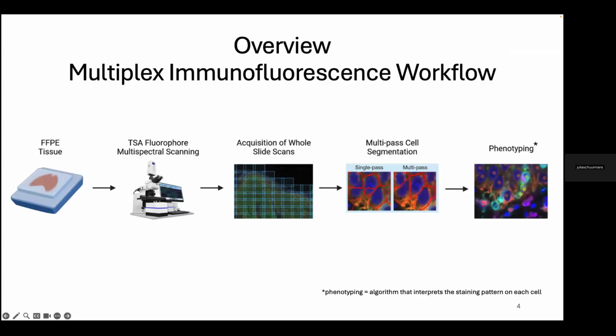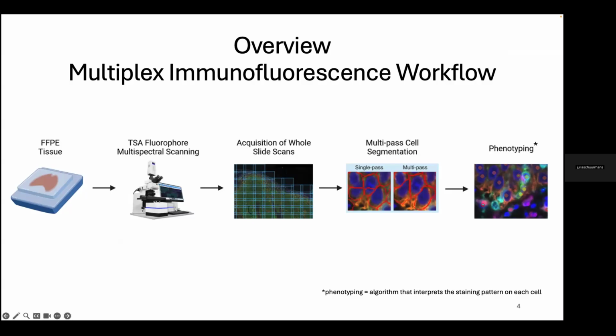Okay, so to start, the overview of multiplex immunofluorescence. We start with a formalin-fixed paraffin-embedded tissue. This can be a resection or a biopsy that is thinly sliced and placed onto a histological slide. It is then processed, so all the wax is removed from the tissue and then stained sequentially with our TSA Opal technology on our automated stainer. Once that is cover slipped and dried, it is then scanned by our multispectral scanner.